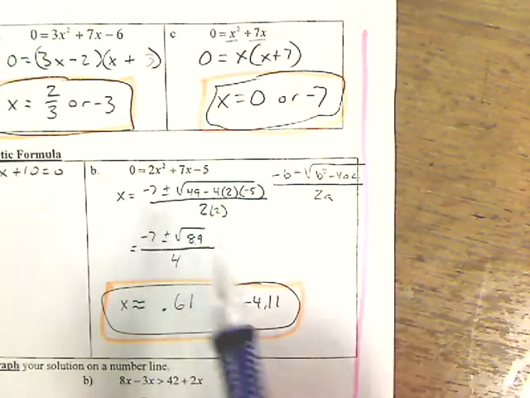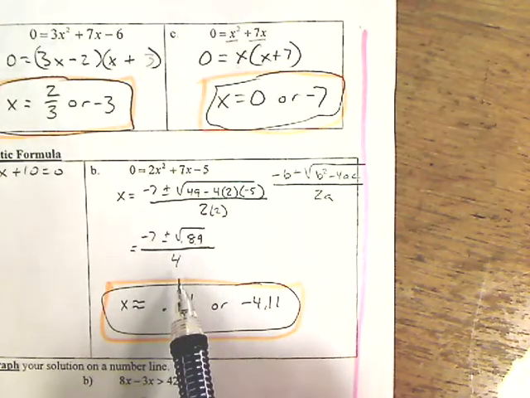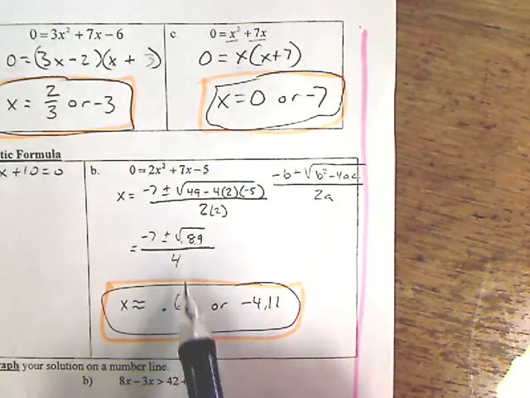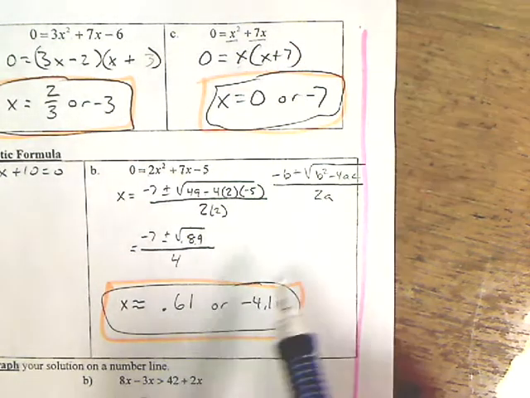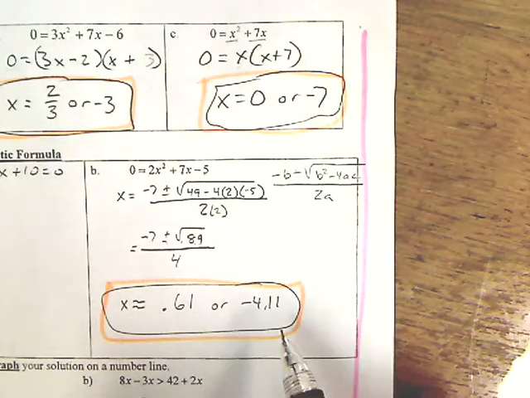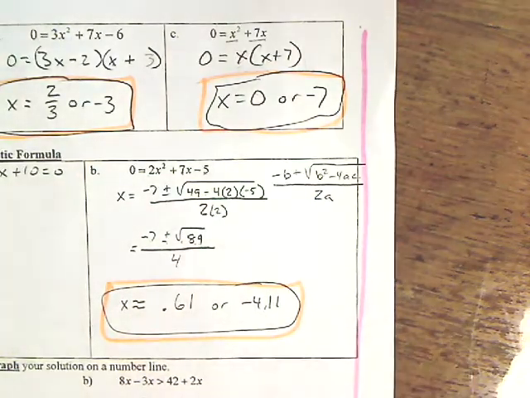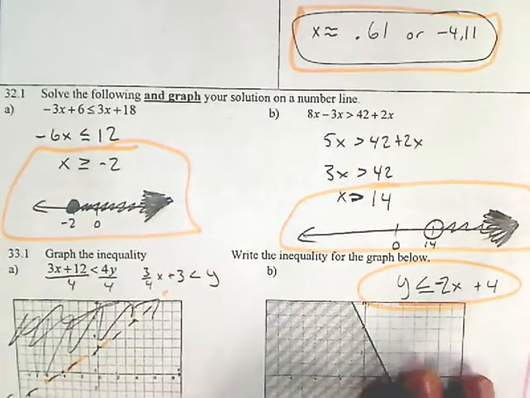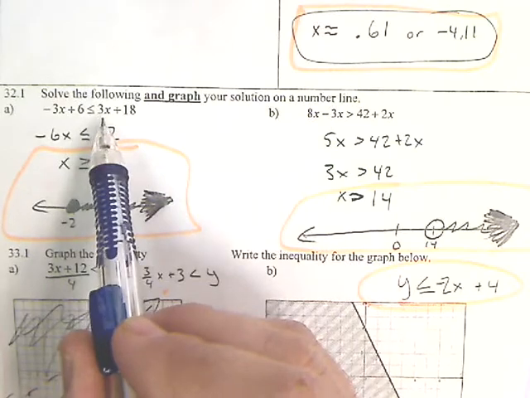And then this is all calculator work. Negative 7 plus the square root of 89 divided by 4 gives me 6.1. Guys, pay attention. Then negative 7 minus the square root of 89, hit equals and then divide by 4 and you get the negative 4.1. Most people did very well on this problem.